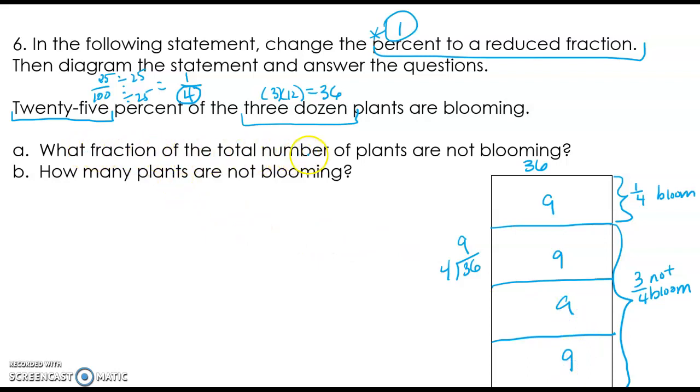What fraction of the total number are not blooming? And I have that here. 3/4. How many plants are not blooming? So it wants to know the number. So I have 9 plus 9 plus 9, or 3 times 9, which is 27. So the answer is 27.